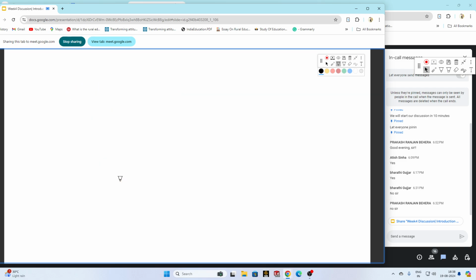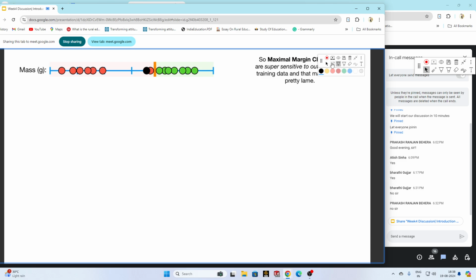Now up to here it is okay, but there is another problem here: outliers. Now you see this data here. This is one class, this is one class, but here there is an outlier. This outlier is non-obese, but it is very much closer to this obese class, right?